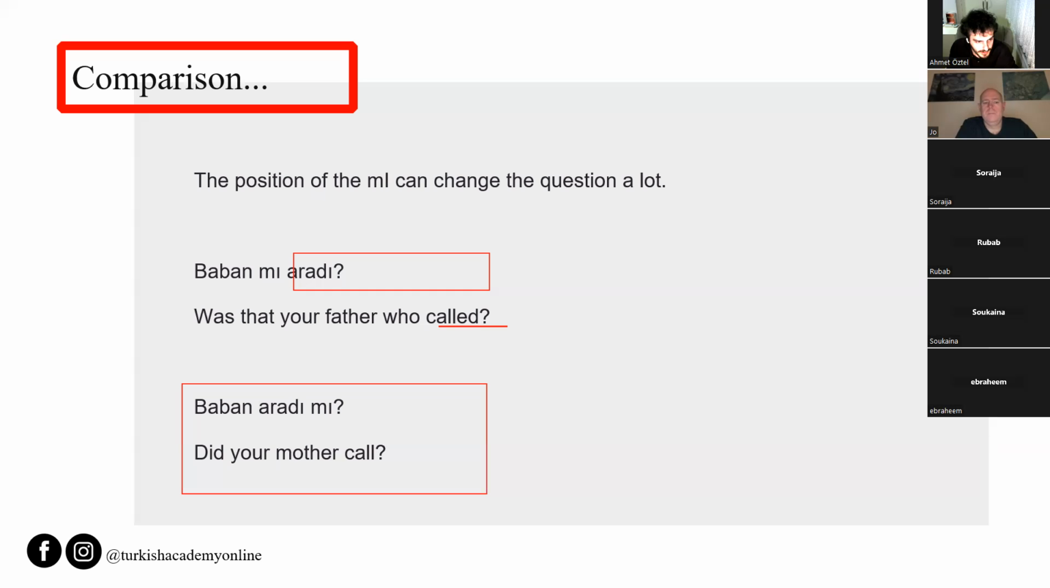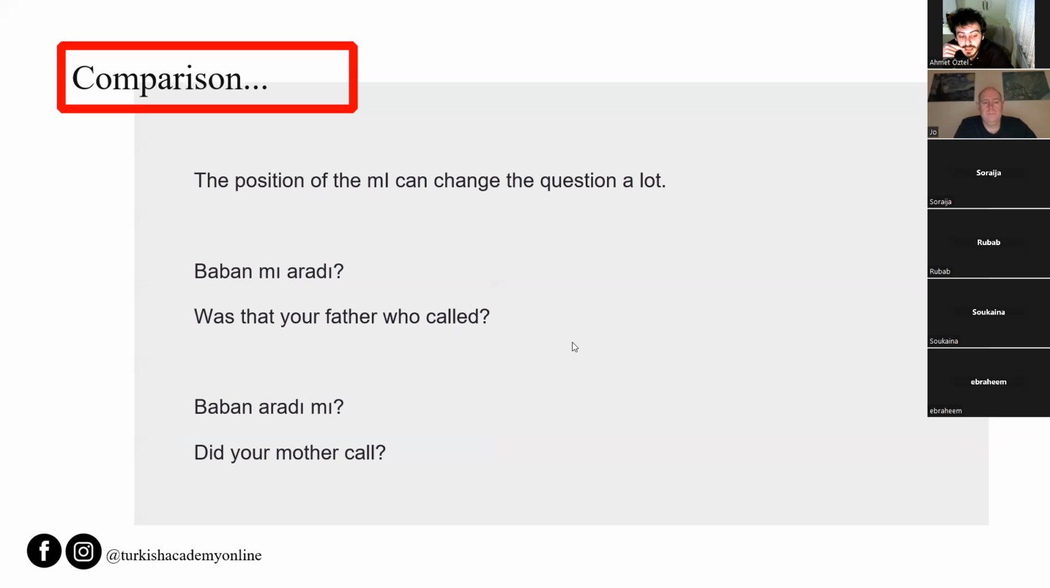And there is one last example that I want to give. This is also a good one. Baban mı aradı? Baban aradı mı? So when you say baban mı aradı, the idea is this. I'm sitting with my friend and my phone rings and I answer, I talk to this person and then I turn it off. And then the question can be, oh, was that your father? That's a guess. Like, who was that? Was that your father? Babam mı aradı?